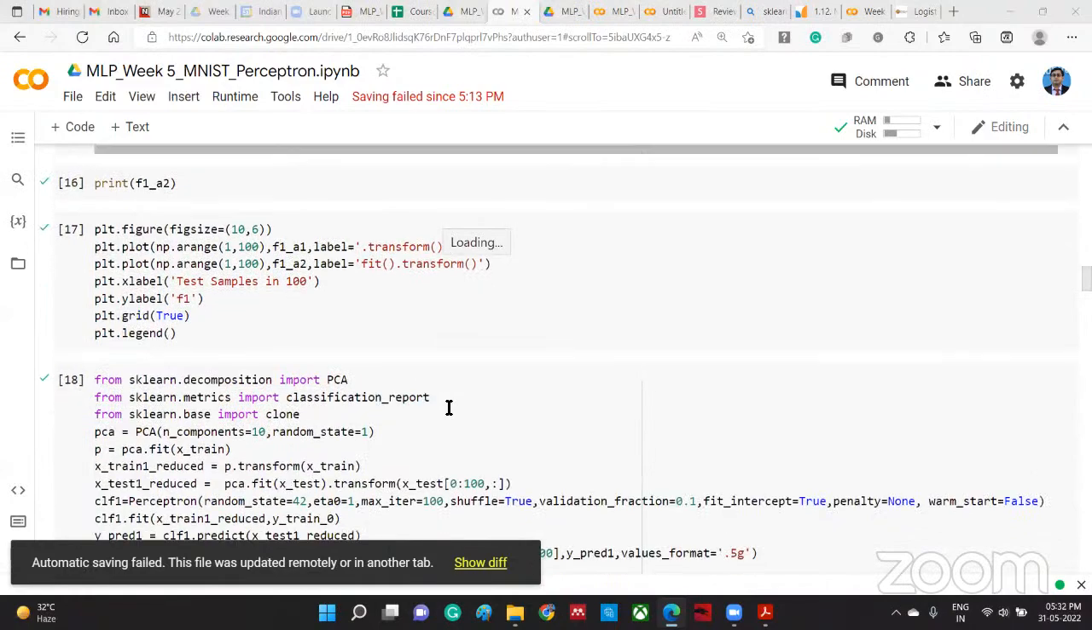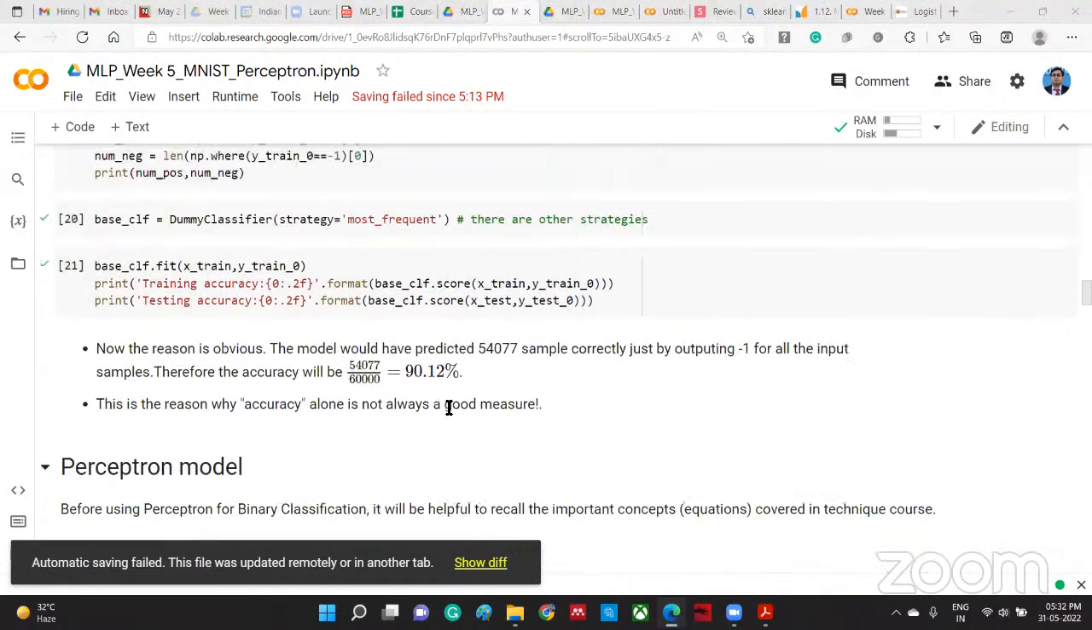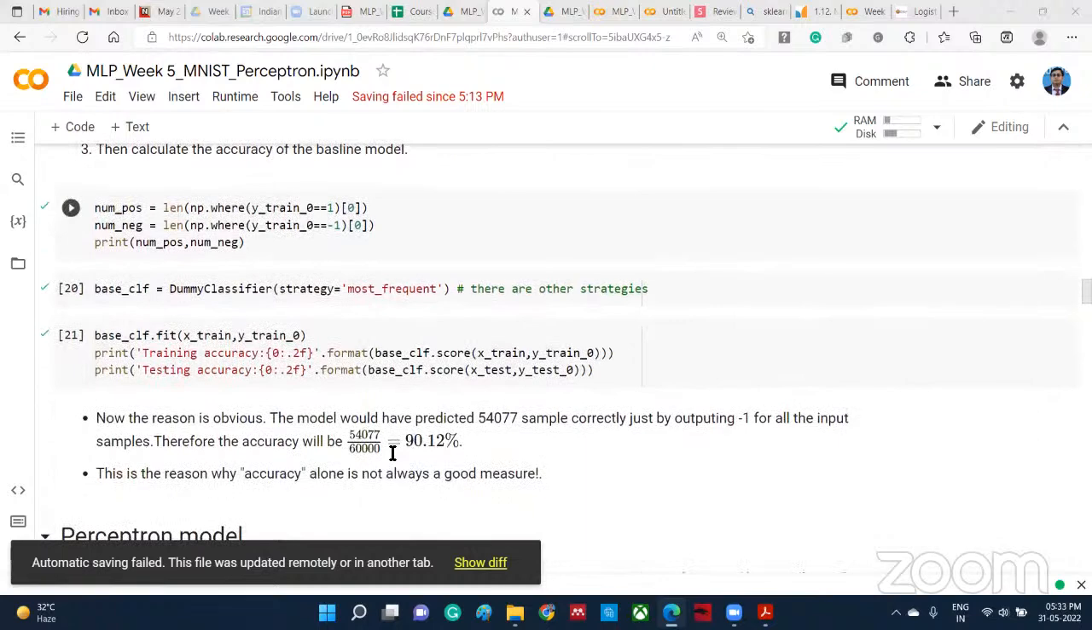Now, what else can we do? We can make a baseline model, with a rule. The baseline model is to count the number of samples per class, and then the model always outputs the class which has the highest number of samples. Then we can calculate the accuracy. So for the accuracy part, at first we count the number of positive ones and the number of negative ones.